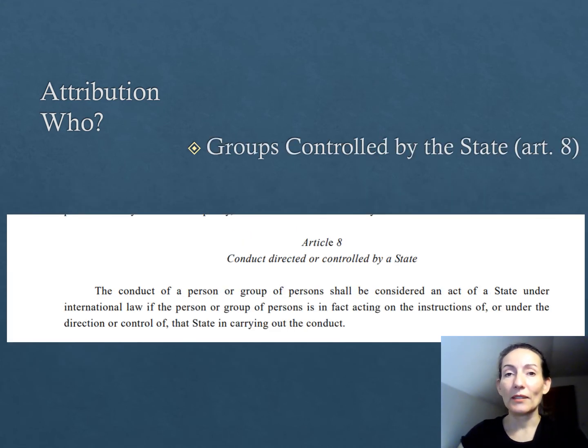Article 8 tells us that a state is also responsible for acts conducted by others if they are acting under its direction or control. What acting under the instructions or control of a state means was established by the International Court of Justice in 1986 in its judgment in the Nicaragua versus the United States case.